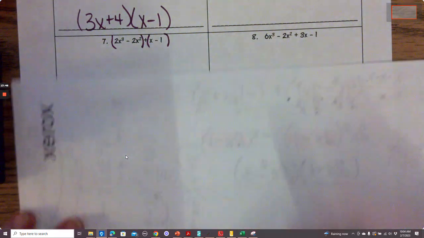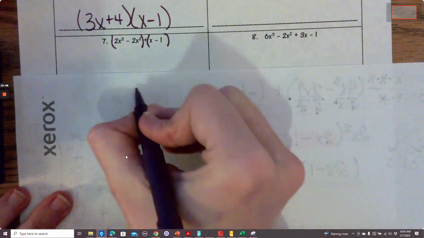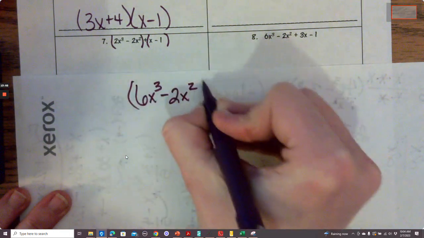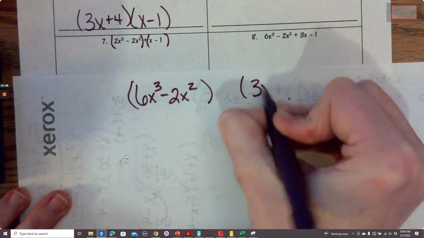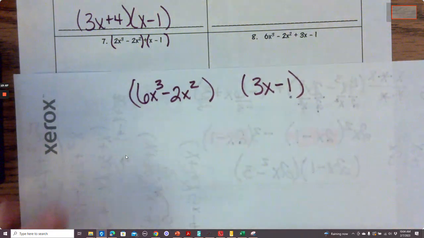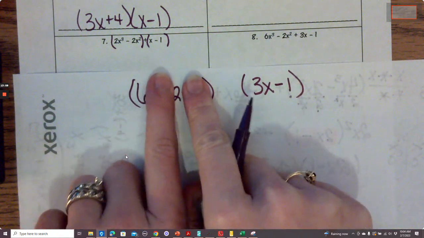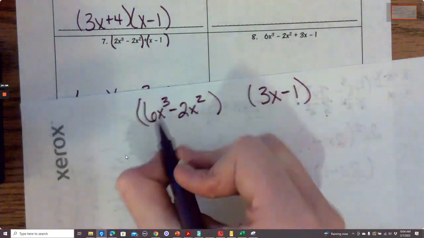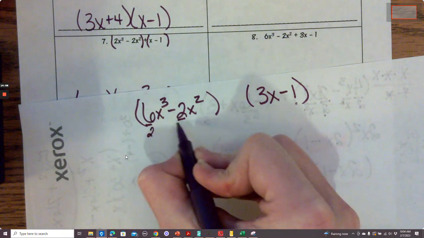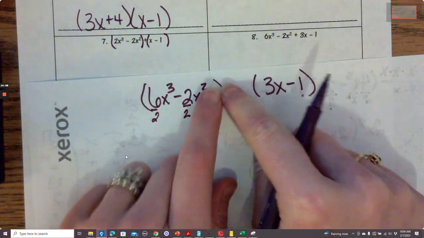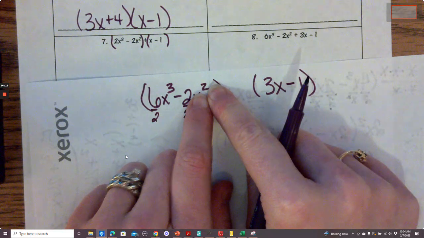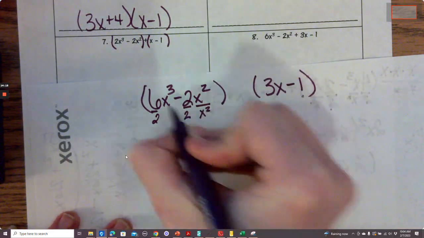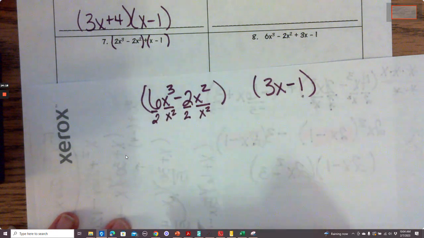Okay. So I'm going to split it down the middle. 6x cubed minus 2x squared. And then I've got 3x minus 1. All right, so look at just the numbers. What's the common factor between 6 and 2? 2. So I can divide each of those by 2. Here's my smallest exponent, x squared. So that means I can divide this by x squared and this by x squared.